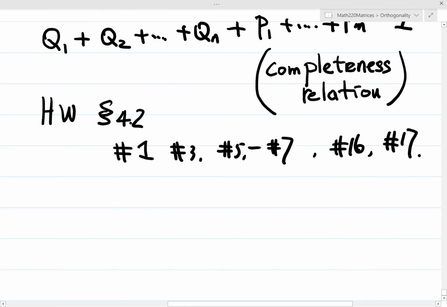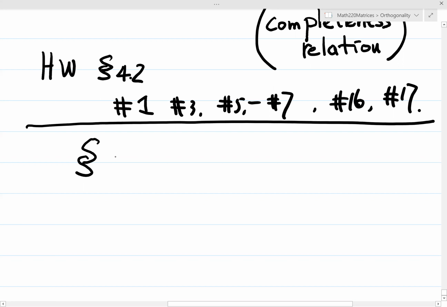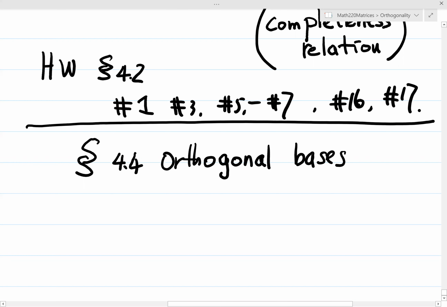Now we talk about the question: how do we find orthogonal bases given generating vectors or given a basis? Okay, so this is the method called Gram-Schmidt. Now we talk about section 4.4, orthogonal bases.